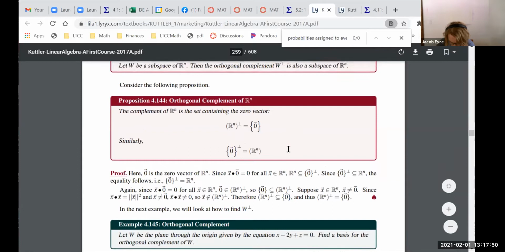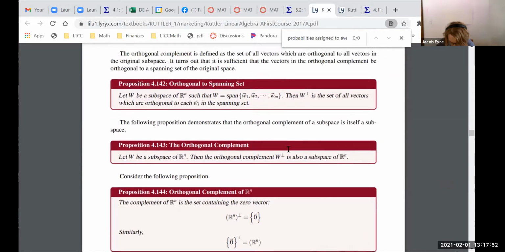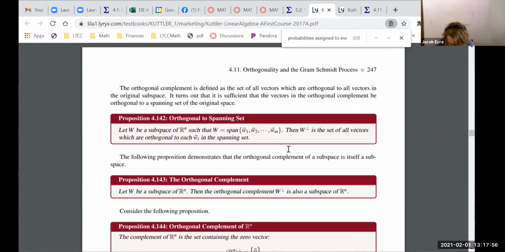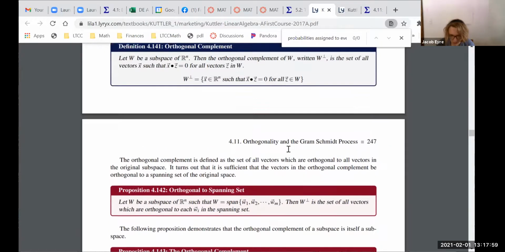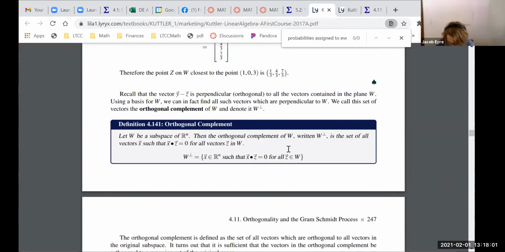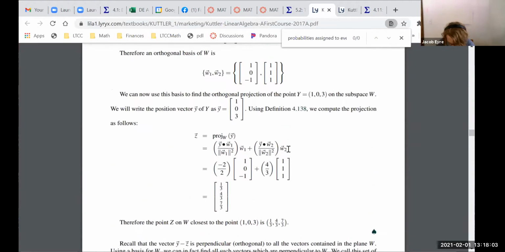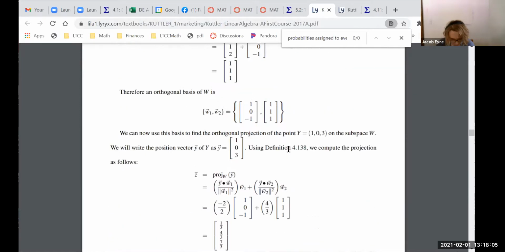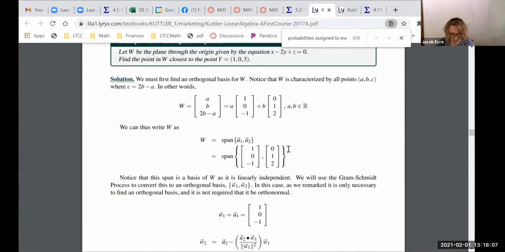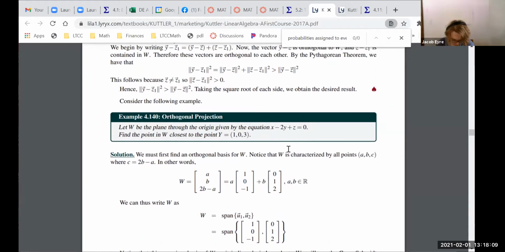So the orthogonal complement is the set of all vectors that are orthogonal. And that's the definition. But the projection was really important. I think that was right here. Here's the orthogonal projection. So let W be the plane through the origin given by the equation. Find the point. This is a different example, but we'll see how this works.